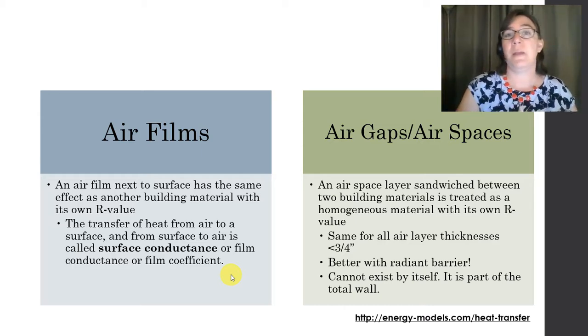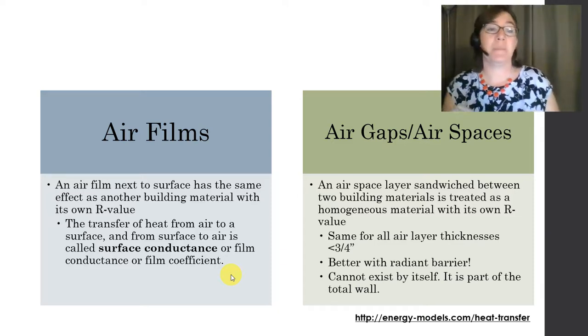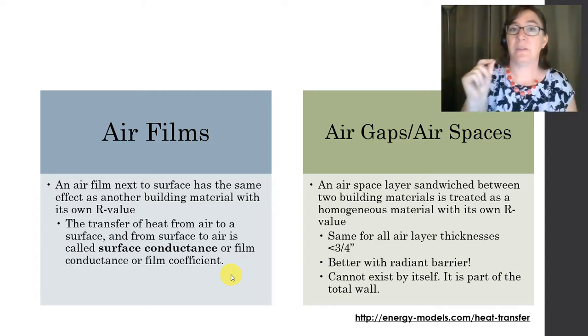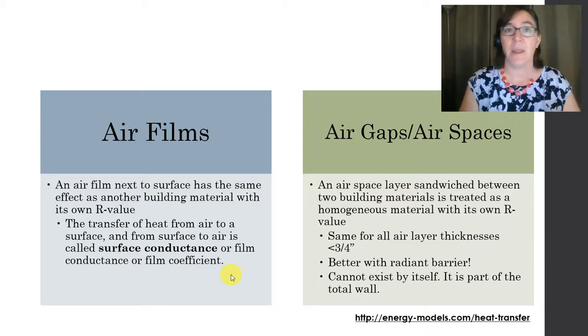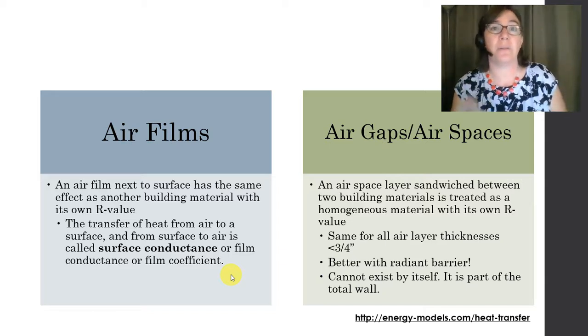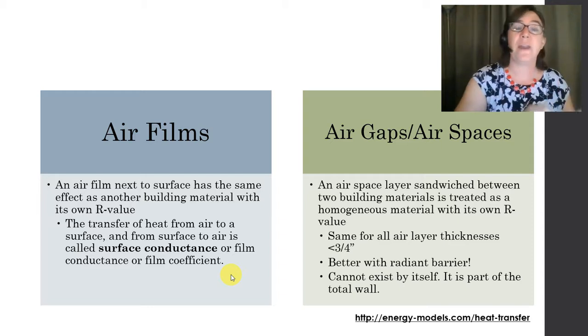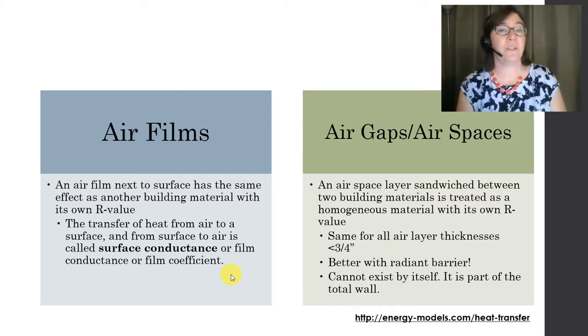An air film next to a surface actually has the same effect as another building material with its own R value. So it turns out that air motion is slowed to a stop. There's friction between a building material and the air moving around next to it. And so this is how we account for that teeny tiny bit of insulative air that literally sticks to your building materials. The transfer of the heat from the air to the surface and the surface to the air is slowed down a little bit with that air film, and this is called surface conductance.